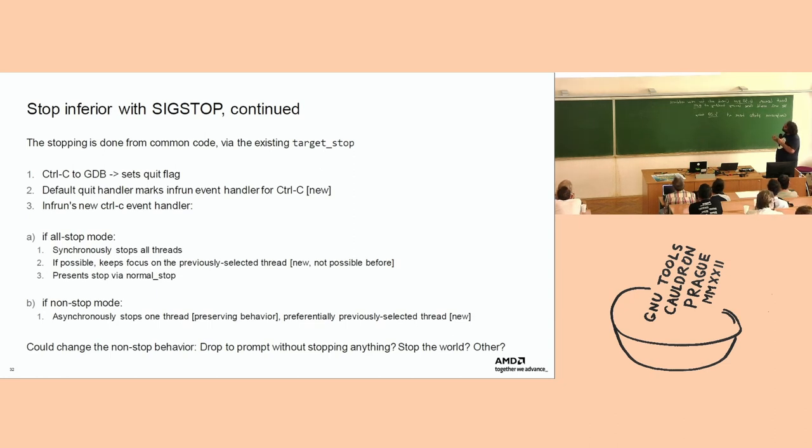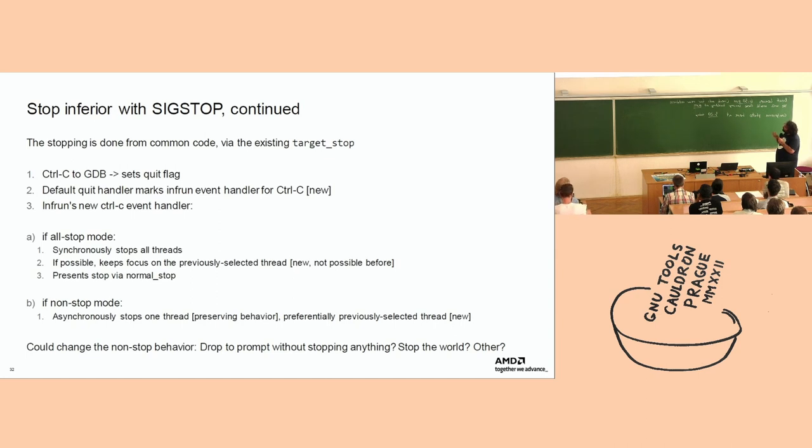Same thing in non-stop mode, except we preserve the previous behavior of Control-C in non-stop mode, which stops just one thread. That's what happens today, just because the kernel sends a SIGINT to one of the threads, and GDB presents that stop as a SIGINT stop, and leaves everything else running, because it's non-stop mode. But which thread gets a signal is up to the kernel. With this, we can control which one of the threads gets stopped. We can select the one that was already selected. It's a little bit more user-friendly.